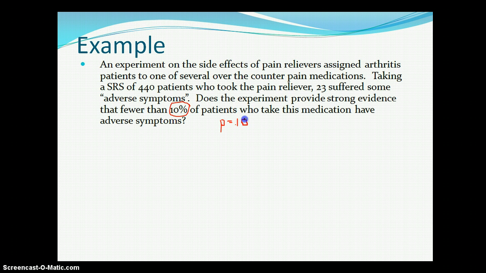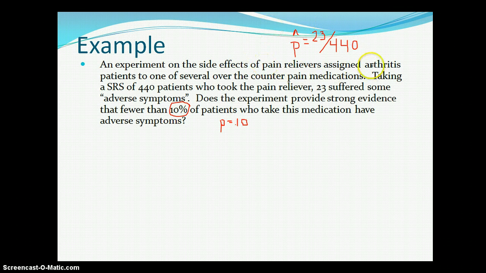Oh, it's really hard to write with. Okay. And then P hat, which I always write down, is going to be my 23 out of 440. I'm not using P hat in any of my conditions. I'm using my population proportion. I'm not using P hat for my population standard deviation. I'm using my population proportion.